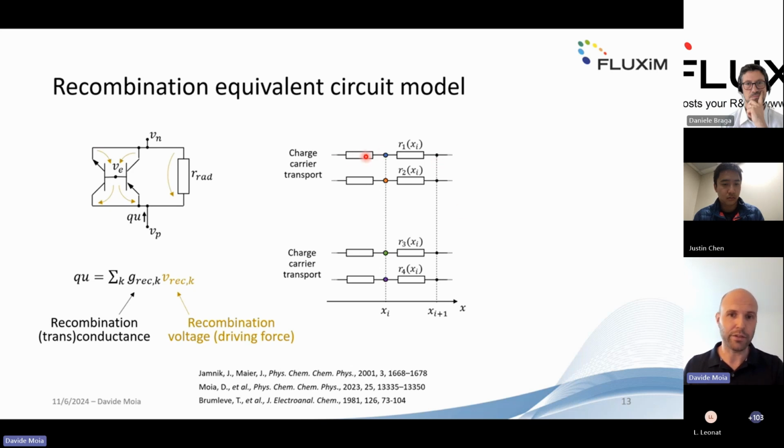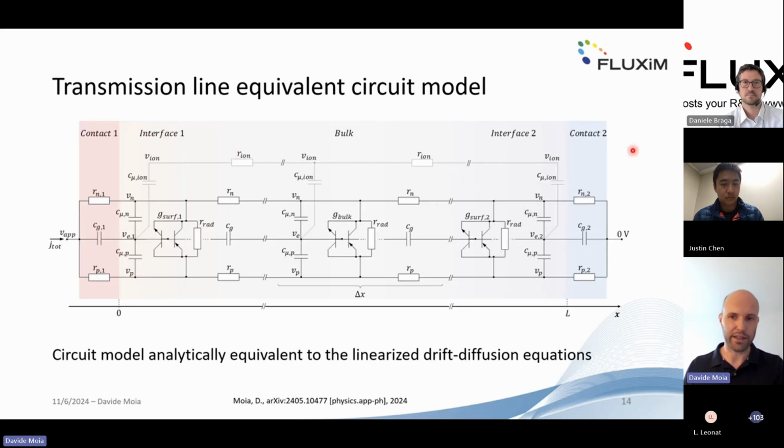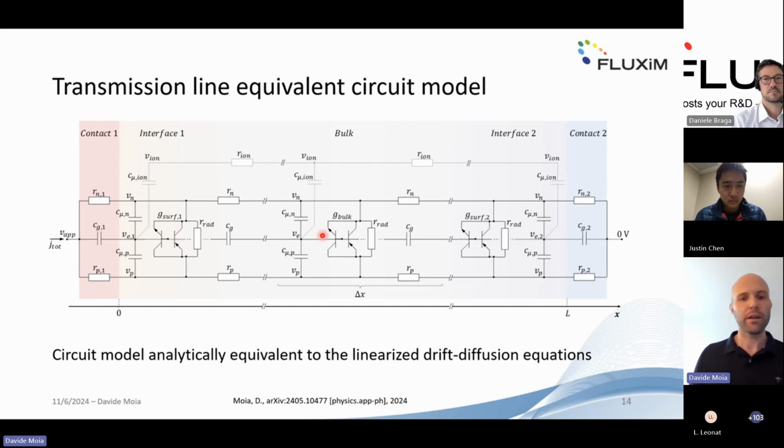And so for that, we need to consider the rails associated with charge carrier transport, an electrostatic rail, and all of these are connected via chemical capacitors that essentially model the storage of each charge carrier. Now, if we put all of this together, we obtain something that looks like this. Here we have the ionic rail describing transport of ions. We have the rail for electrons, the rail for holes, the electrostatic rail, and the recombination elements that I described before. Now, I know that this is quite complex, but really this is a circuit model that is analytically equivalent to the linearized rate diffusion equations.